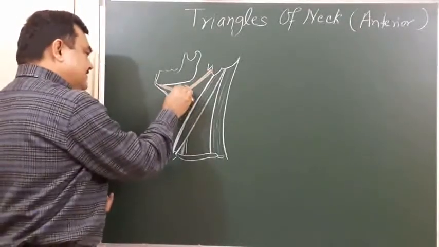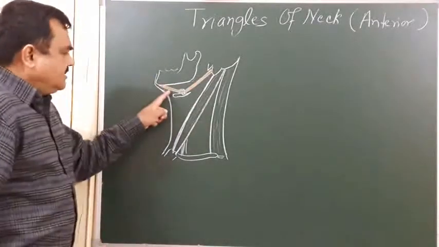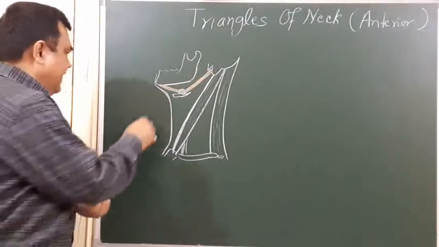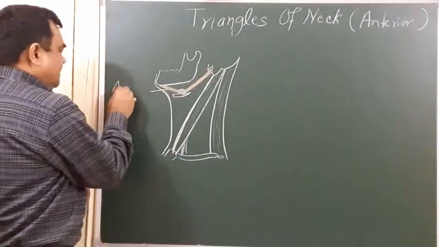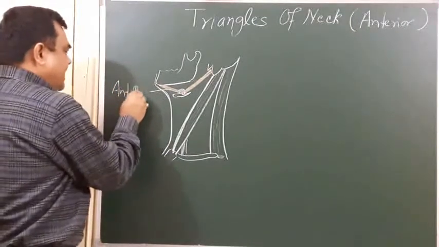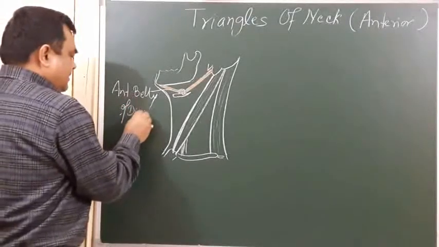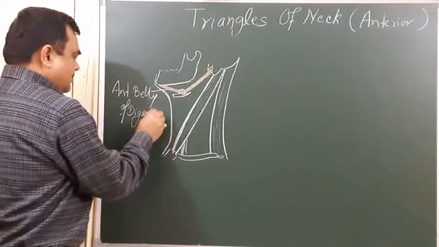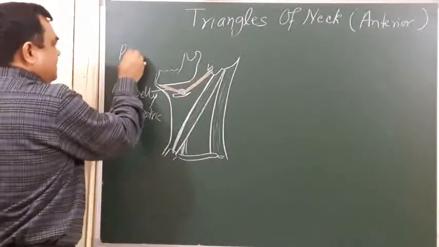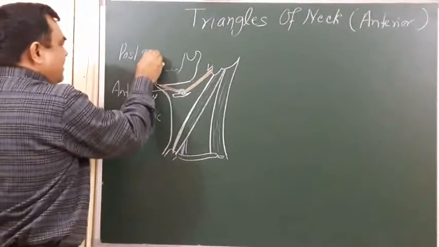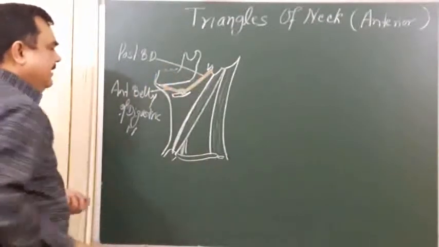This fibrous pulley holds this muscle. So this is the anterior belly of the digastric muscle. This is the posterior belly of the digastric muscle. This is the posterior belly, this is the anterior belly.